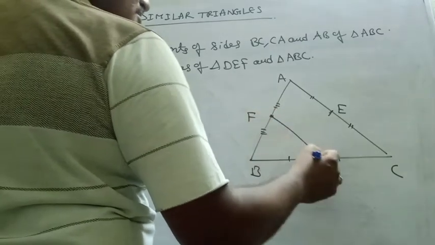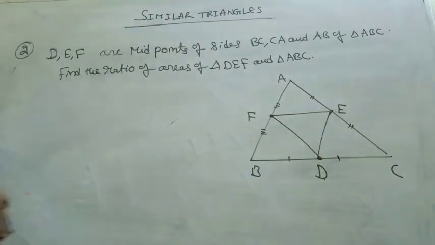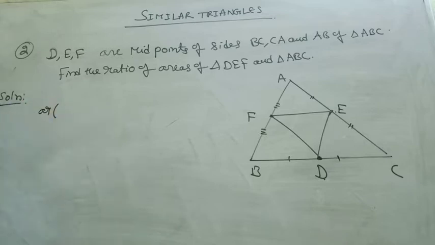This is what we are required to find. Find the ratio of the areas of triangle DEF and triangle ABC. See how we are going to do this. The solution part. Now they are asking for the ratio of areas of triangle DEF and ABC.